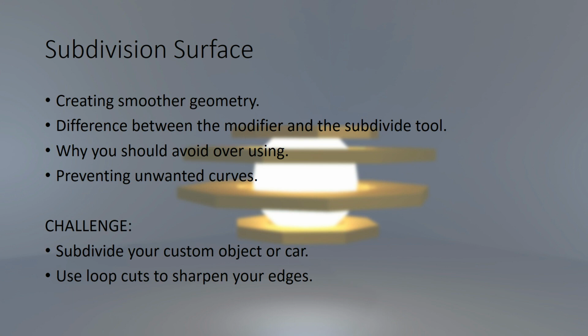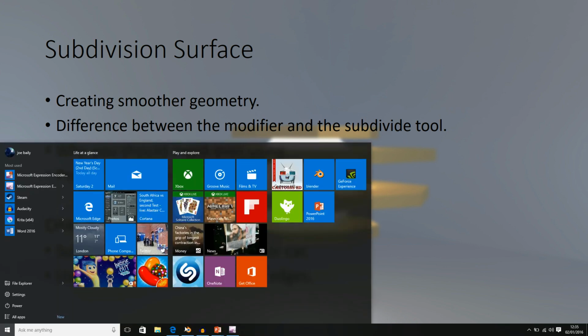In this lecture, we're going to be looking at the subdivision surface modifier. We're going to be able to use it to create smoother geometry. We're going to be looking at the difference between the modifier and the subdivide tool. We're going to go over again why you should avoid overusing subdivision surface. And we're going to look at how we can prevent unwanted curves. And then we're going to give you a challenge. So let's go in to Blender.